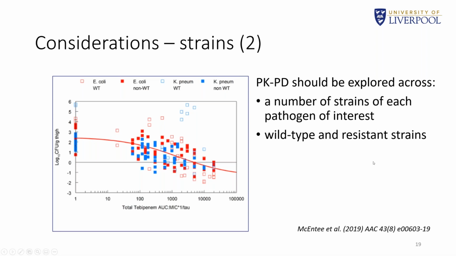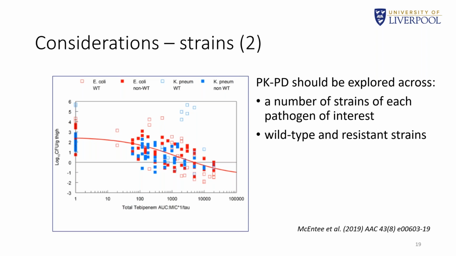Another thing to think about here is not only number of strains in totality, but consider the number of strains for each pathogen of interest. So you may be developing a drug that's quite broad spectrum and it's going to target Enterobacteriaceae, Pseudomonas, and Acinetobacter. You want to ensure that you select a sufficient number of strains to describe each of these pathogens, because certainly that PK/PD target might differ across the different pathogens.